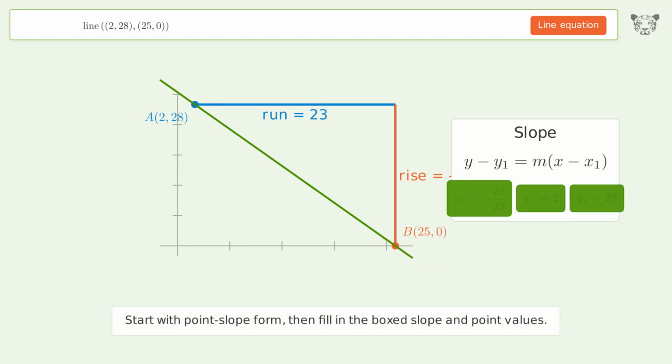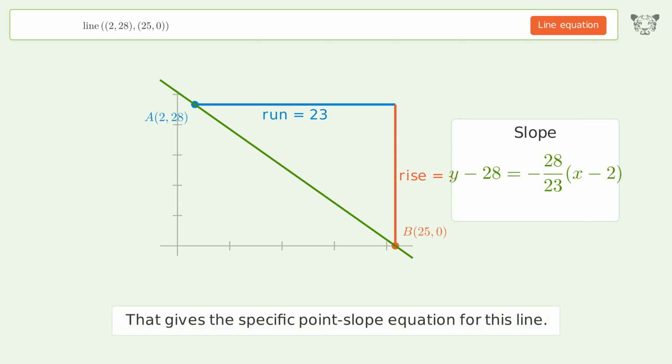Start with point slope form, y minus y1 equals m times x minus x1. Then fill in the boxed values. Slope is negative 28 over 23, x1 is 2, and y1 is 28. That gives the specific point slope equation for this line.